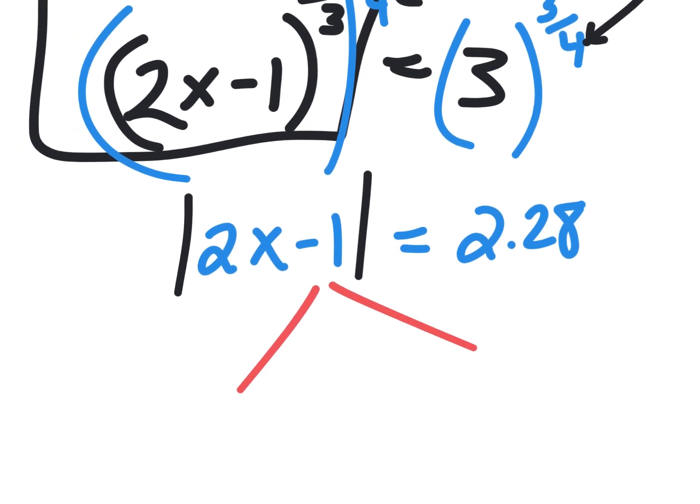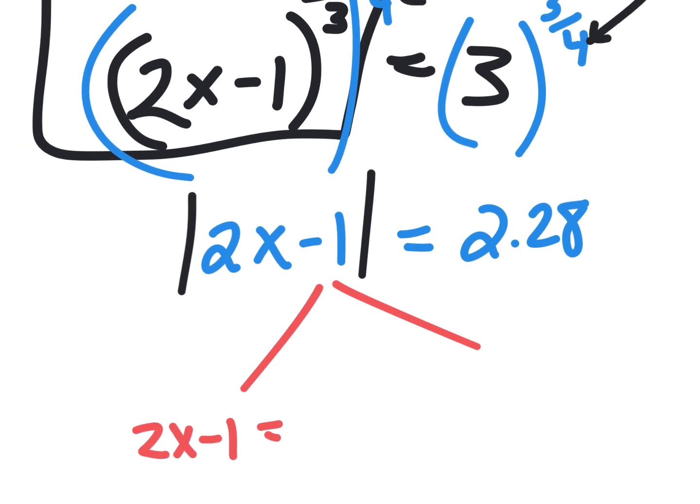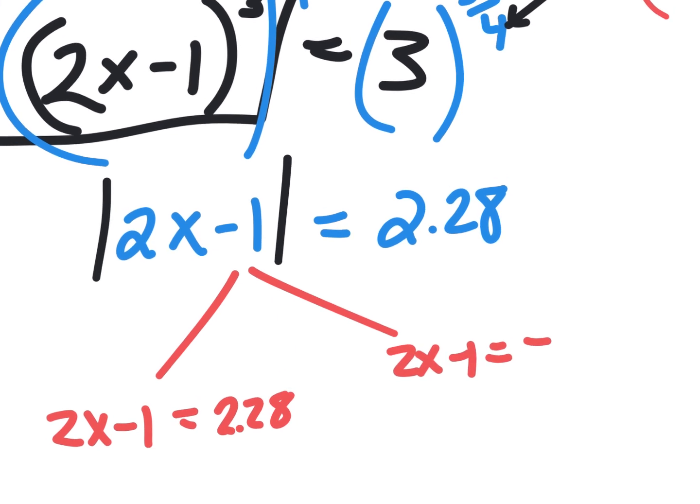Then you got two answers. 2x minus 1 equals 2.28, and 2x minus 1 equals negative 2.28. And honestly, from there, you should be able to solve it. I'm going to add 1 and then divide by 2.